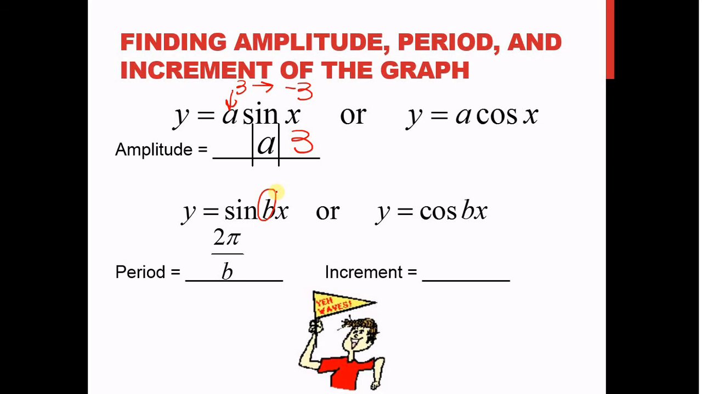To find your increment, you're going to do whatever your period was, divided by 4. So you're going to cut it into fourths. Another way to think of this, 1/4 of the period. So if I have a period of 2 pi, I would have a pi over 2 increment. That way it splits it nicely and easily for us to be able to graph.